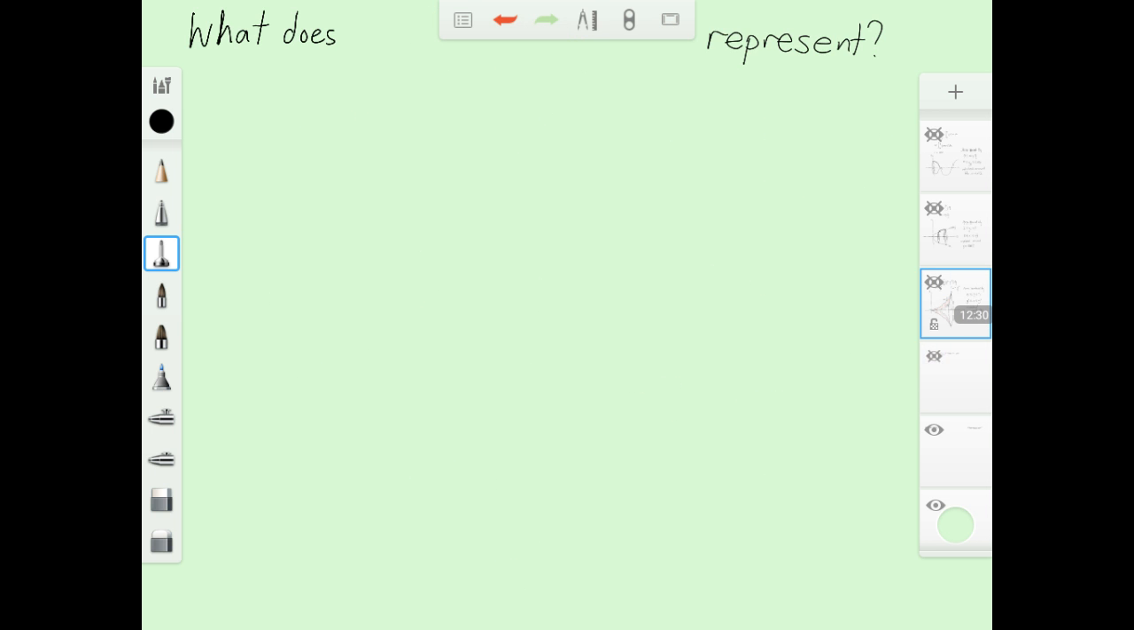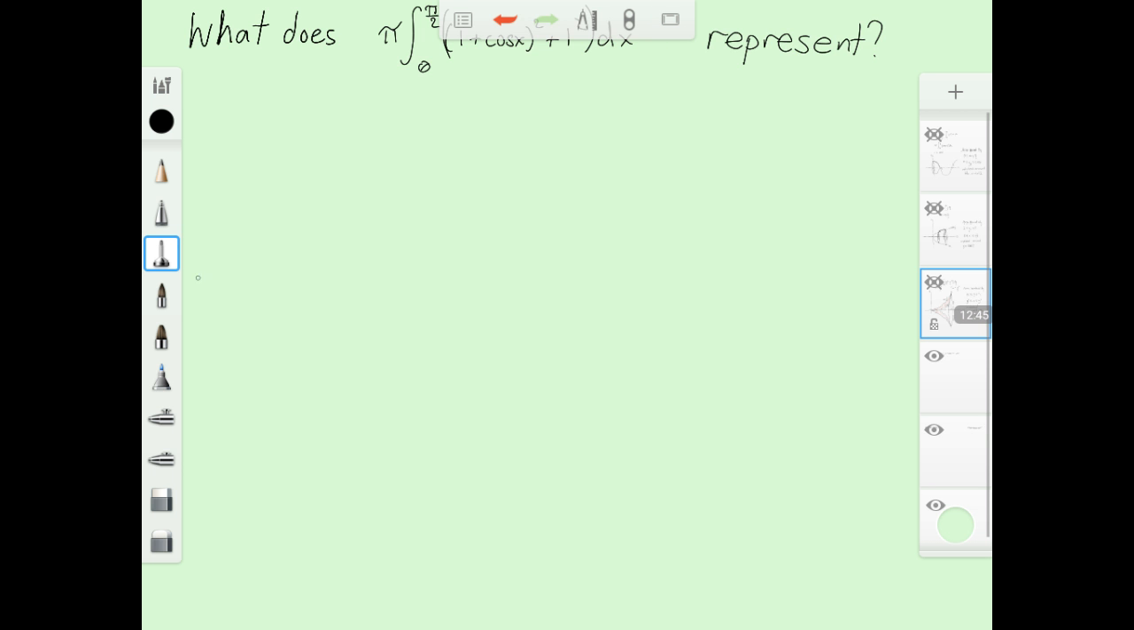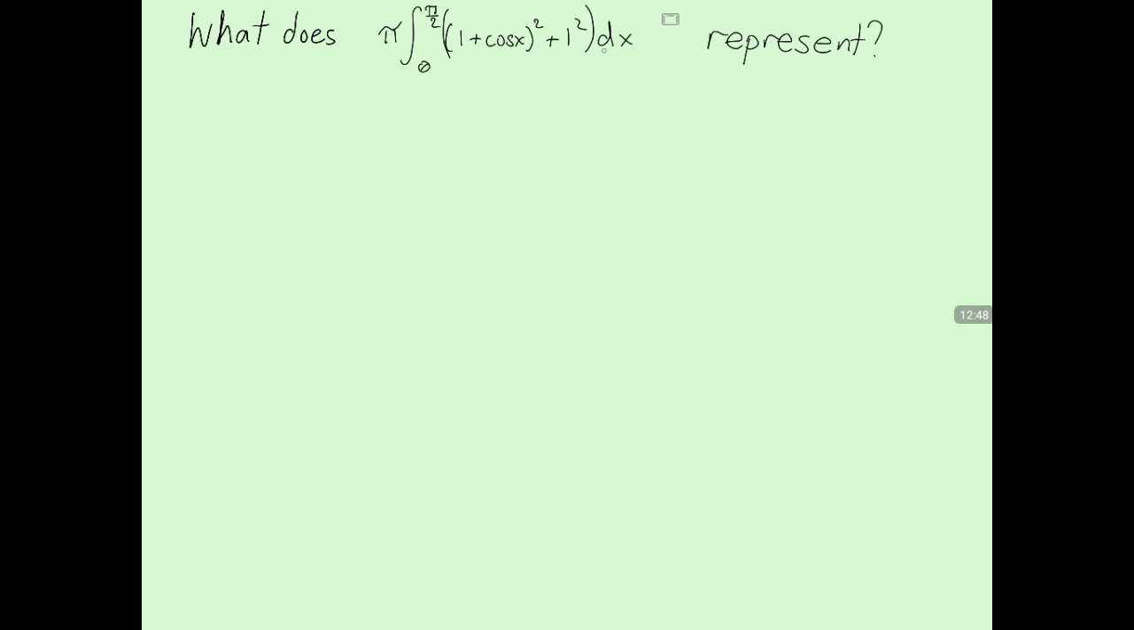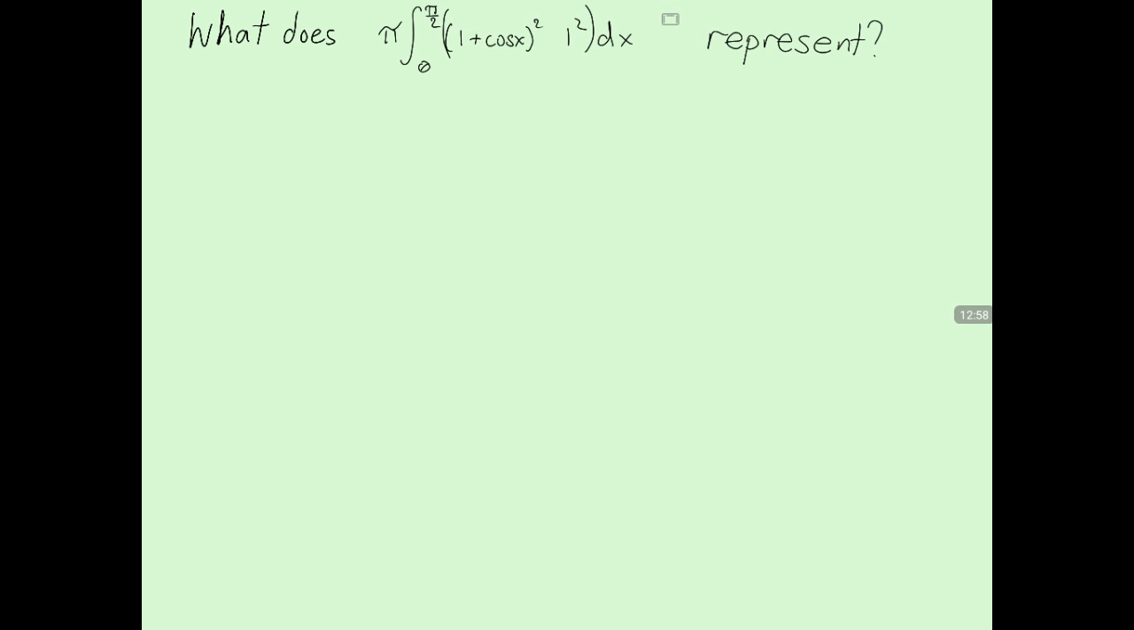So if we go to our final example, which asks us what the integral of 0 to pi over 2 of two squares added together represents, well, I think there's an error here. This actually is a subtraction sign. So let's go on and fix that. So this is going to be subtracted 1. This is basically just the same thing as our previous example. So what does this represent?